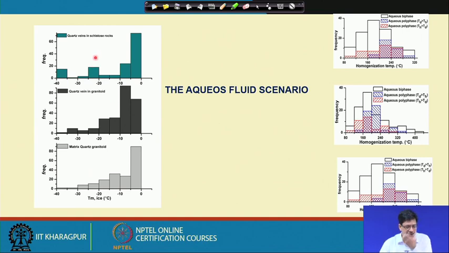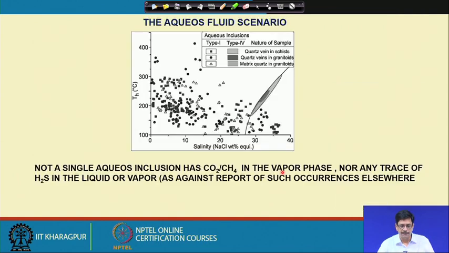So, these are the quartz veins in the schistose rocks, these are the quartz veins in granitoid and the matrix quartz in granitoid. The temperatures of homogenization, which are not pressure corrected, go to values of 300-400 degrees or above. We see the distributions of the aqueous biphase or the aqueous polyphase, and in situations where the dissolution of halite is more than the temperature of homogenization, or the reverse situation, they more or less have a good overlap in the temperature interval.